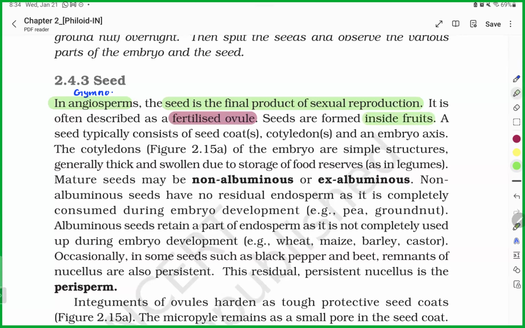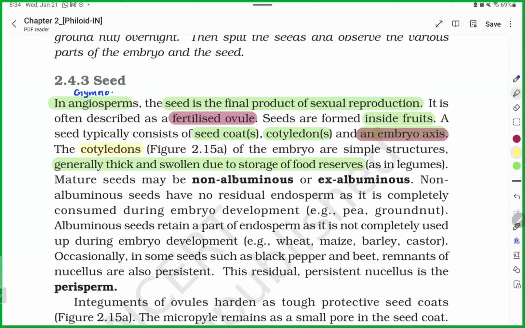What are the different components of seed? Seed has an outer covering, the seed coat. Seed has cotyledon and one embryonal axis. What is a common structure present in both monocot and dicot seed? Embryonal axis is single. Seed coat is usually present everywhere, but its nature can be different. What is the role of cotyledon, Barinder?